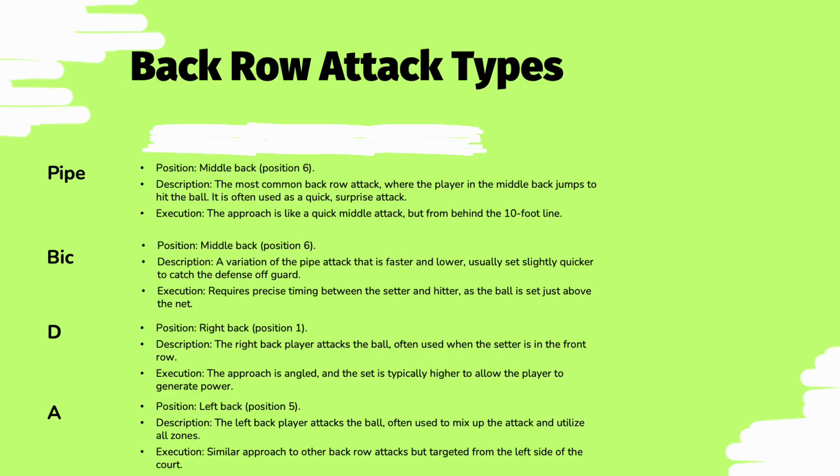An A attack is where the player on the left side of the floor in the back row attacks the ball, and it is often used to mix up the attack and utilize all zones. Again, this attack is very effective, but it is rarely used or seen in most volleyball.